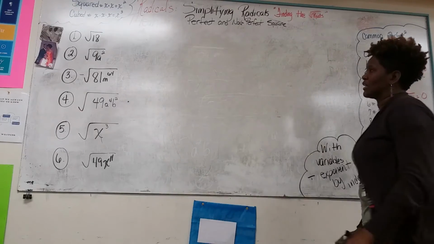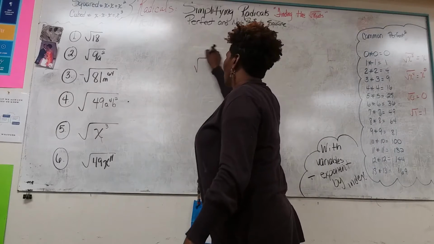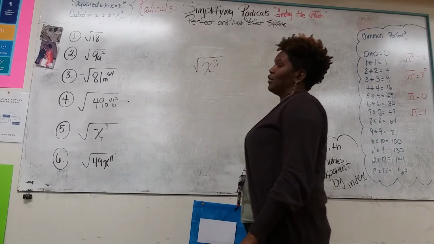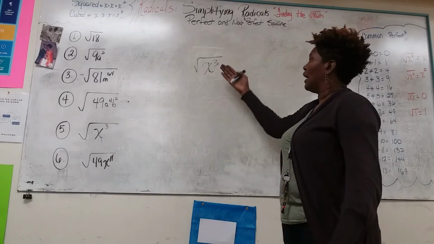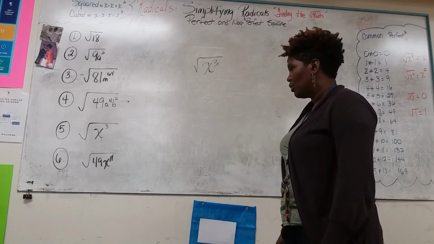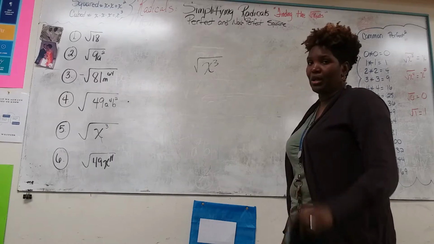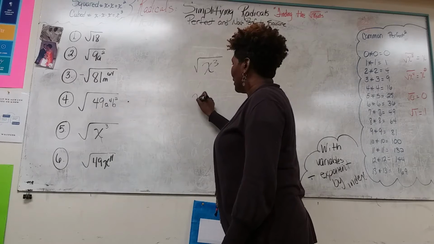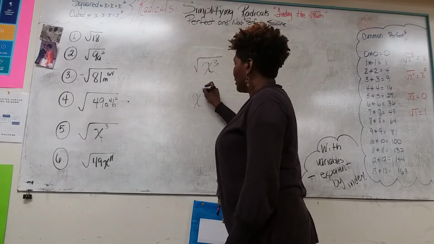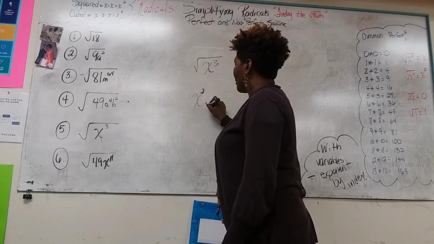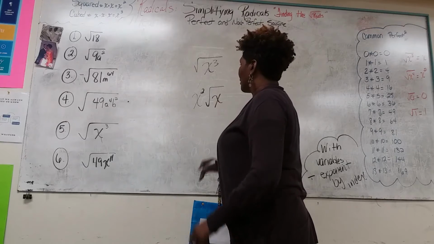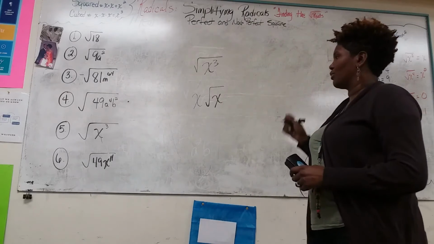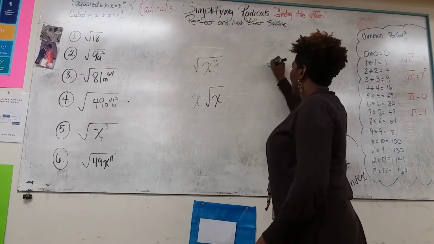All right, we're going to the next one. Square root of x to the 3rd. All I have to do is ask myself, how many times can 2 go into 3? It can only go in there one time. So my answer would be x, square root of x. Let me prove it another way.